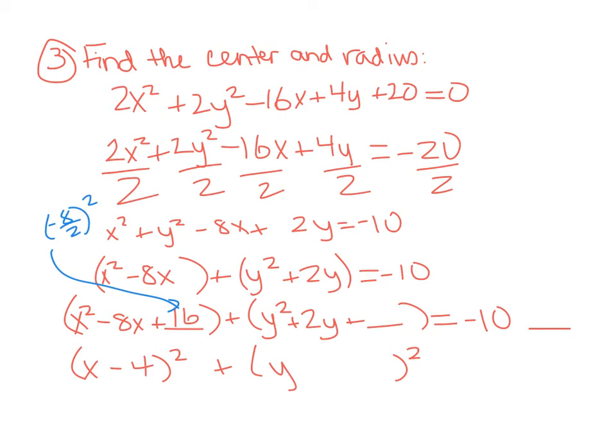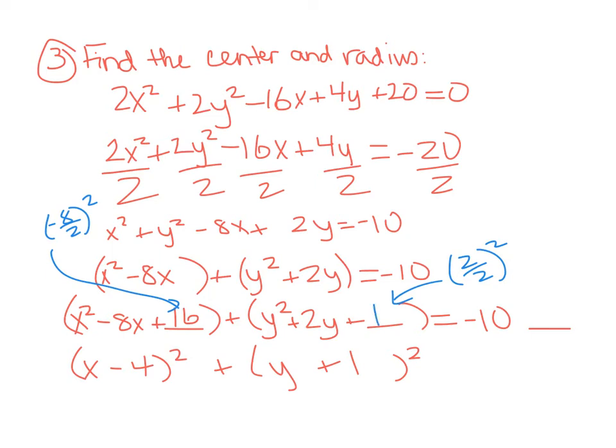With our y term, we are going to do half of 2, which is 1. And then same thing, it's going to be squared. So I'm going to do 2 divided by 2. That's going to be squared. And I add a 1 in that space right there.